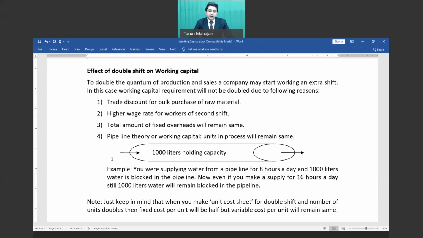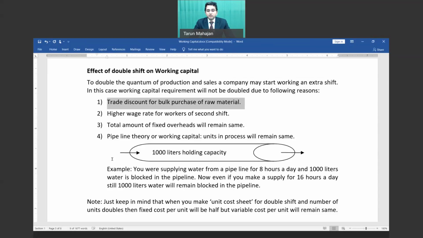But the question arises, how will it affect the working capital? And the answer is, though the shift is doubled, and though the number of units produced and sold are also doubled, the amount of working capital is actually not doubled. The amount of working capital will increase, but it will be less than double. Why is it so?